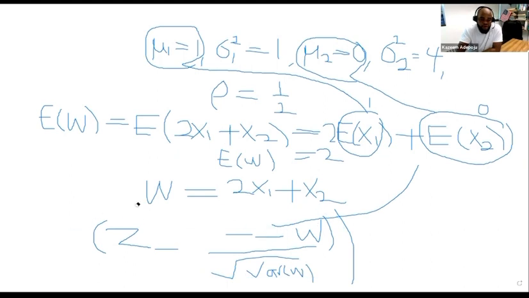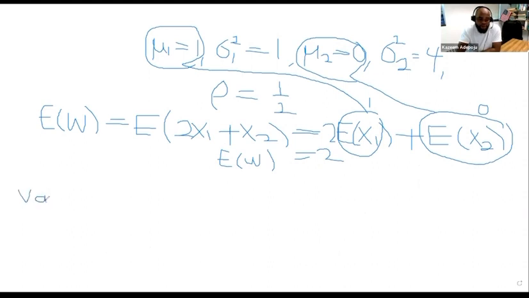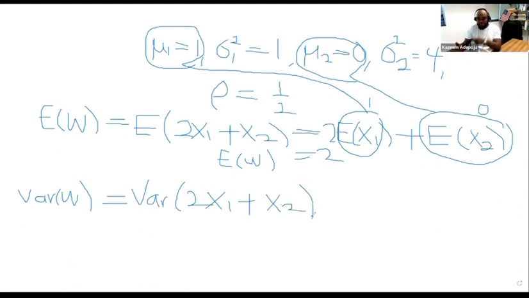Okay, so I'm going to clean this up now. I basically want to find the variance of W. I already know the expected value of W. So the variance of W is going to be the variance of 2x1 plus x2. Don't forget, we denoted 2x1 plus x2 as W.